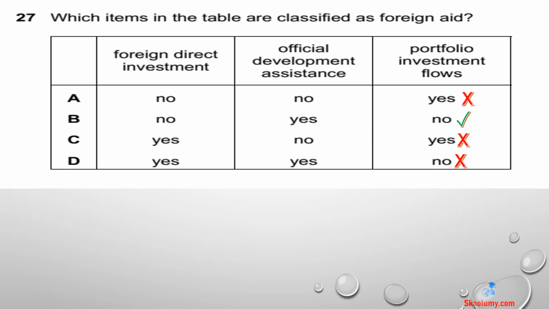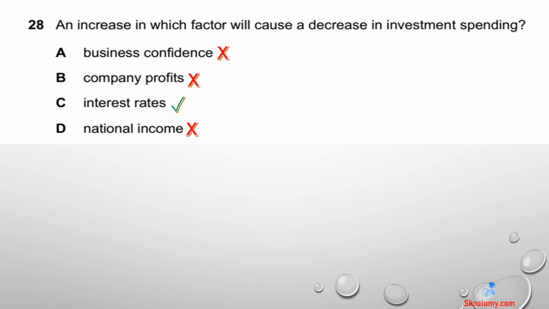Question 27. Which items in the table are classified as foreign aid? The answer is B. Foreign aid is assistance in form of gift, loan, or grant. Only official development assistance is foreign aid. Question 28. An increase in which factor will cause a decrease in investment spending? The answer is C. An increase in interest rates makes borrowing expensive and reduces investment. Options A, B and D are wrong. An increase in business confidence, company profits, and national income will increase investment spending.